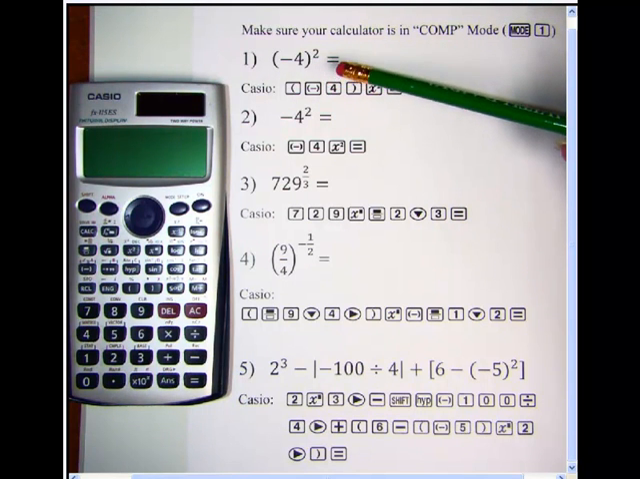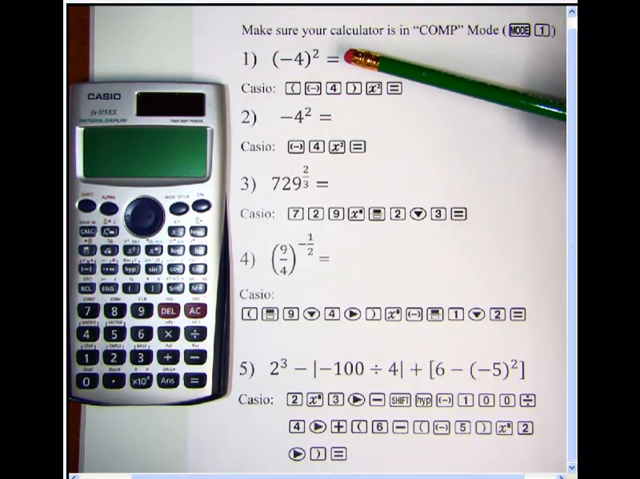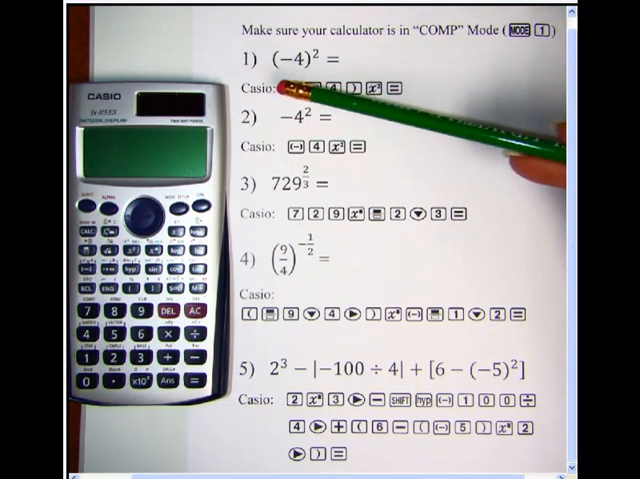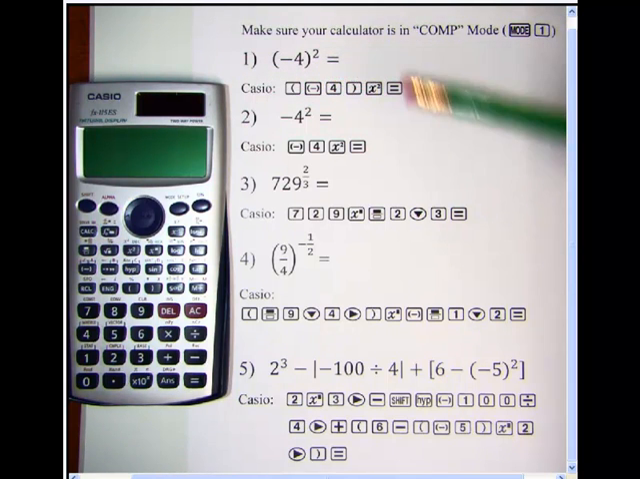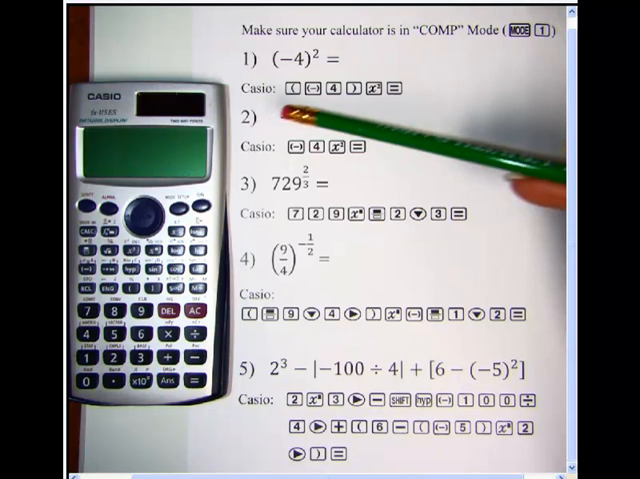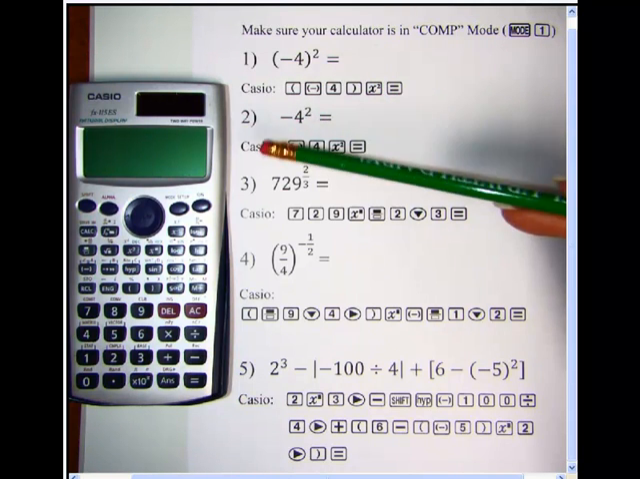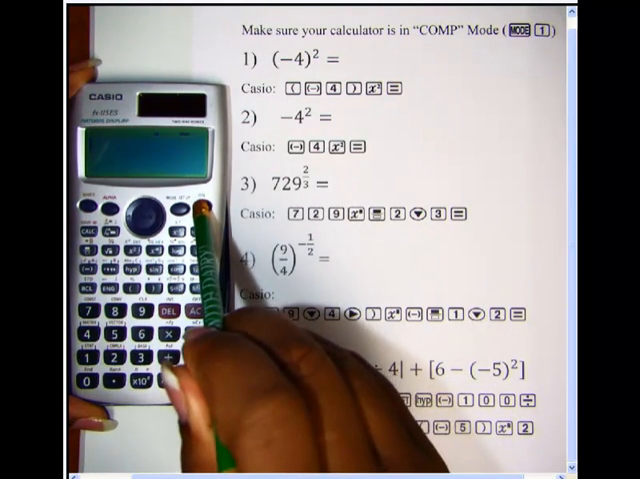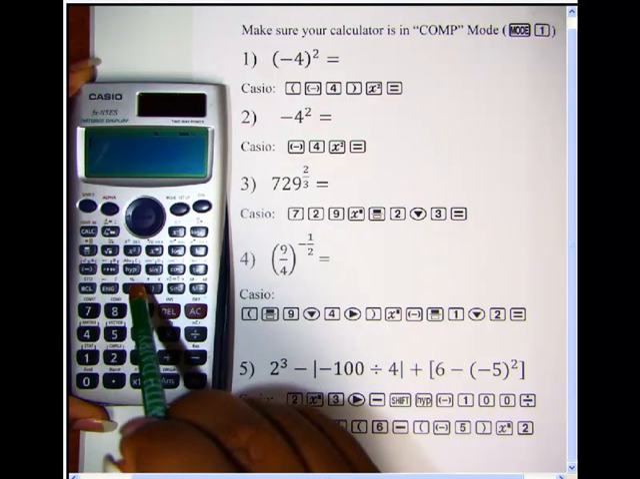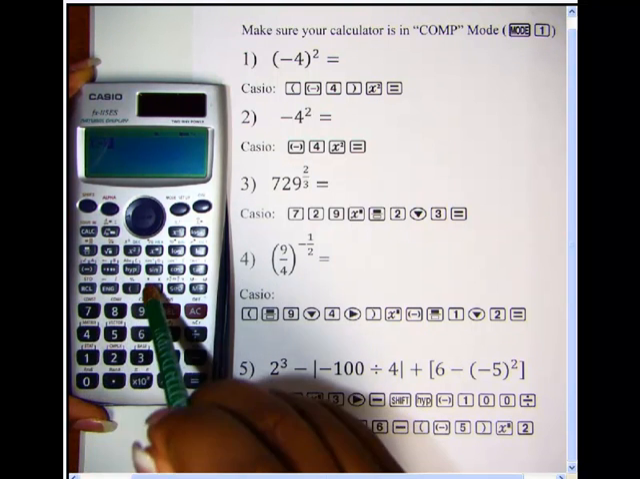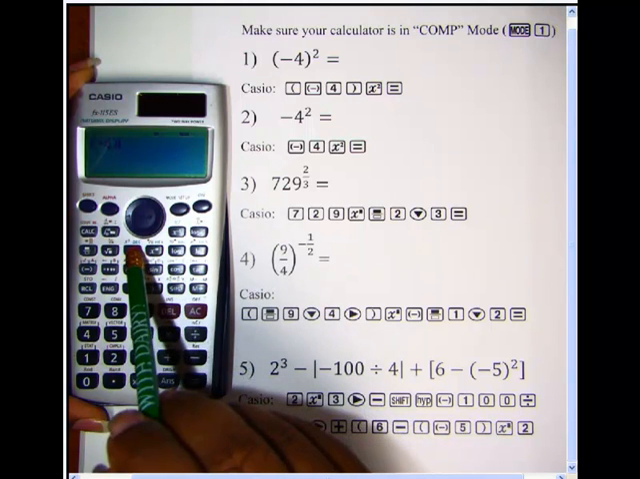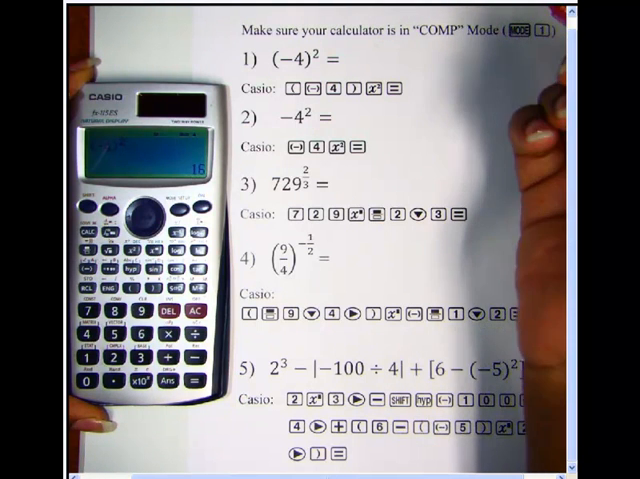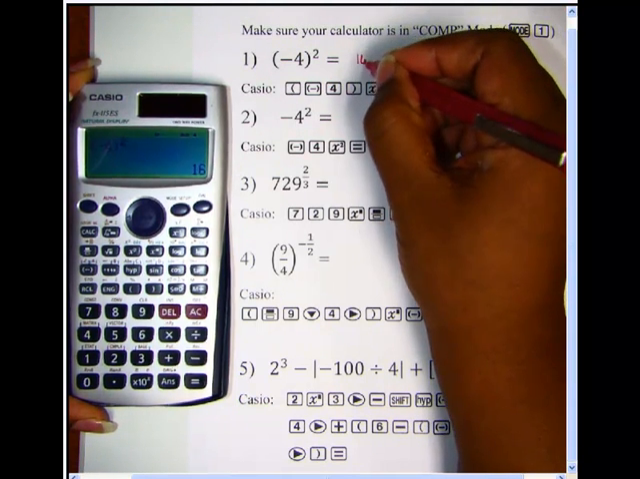Problem 1 reads -4 to the second power, and the one thing we like about the Casio is the fact that we enter it in exactly the way it looks. So be mindful that all of the buttons I will be entering on the Casio are listed here on the paper as well. Alright, so we'll make sure it's on, and we'll hit left parentheses, -4, right parentheses, and then we'll hit our x squared button and equals. So we see -4 to the second power is +16.